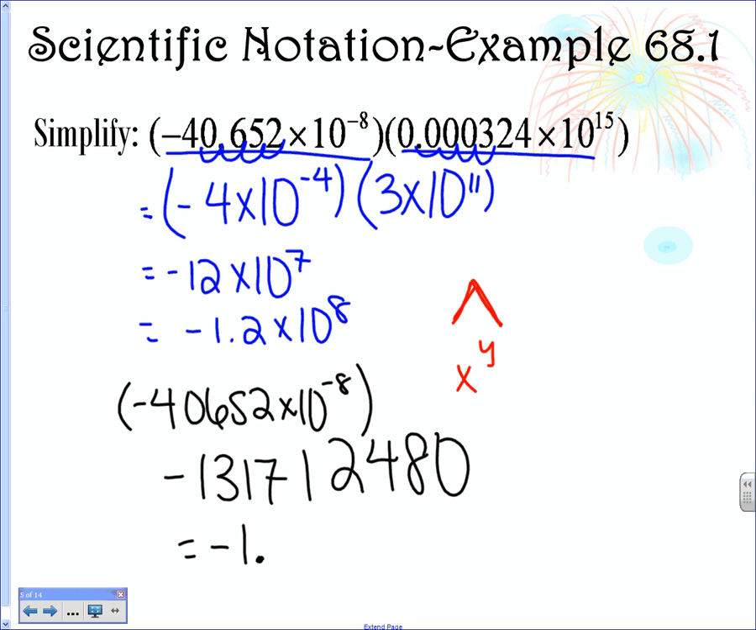Negative 1.32 times 10. Let's check our decimals. 1, 2, 3, 4, 5, 6, 7, 8. How close was I? So was that a good estimation? What is the 7 around the 1, 2? 2.